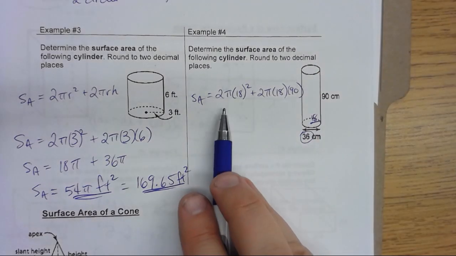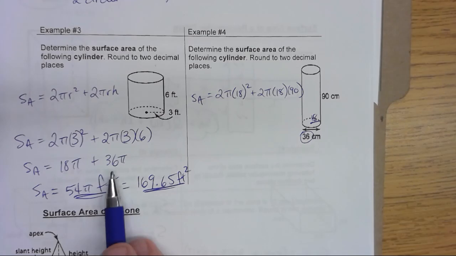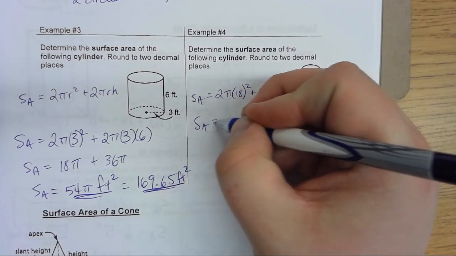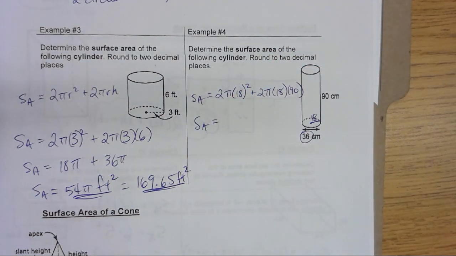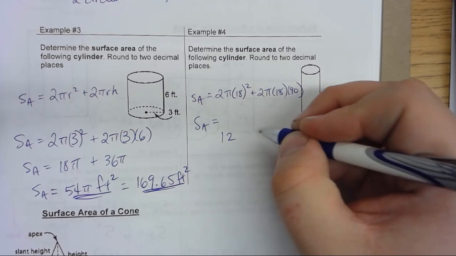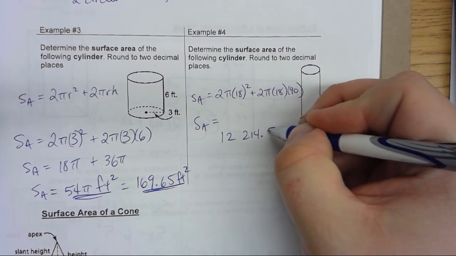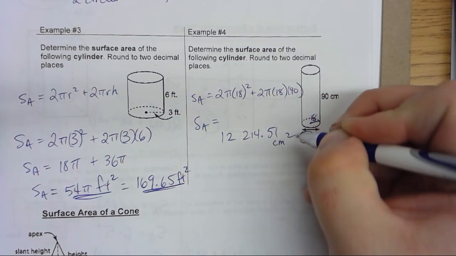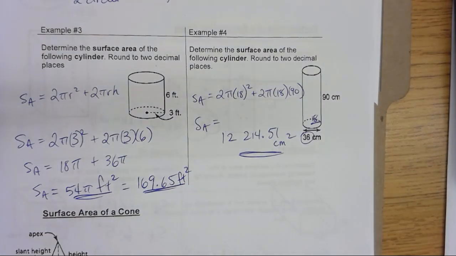Might tax my mental math a little to do this one the same way that I did that. So I think I'll just go right to my calculator and punch buttons. If you want to try punching buttons for yourself and see if you get the same answer as me, you could pause the video right now. But I got 12,214.51 square centimeters. So that's cylinders.